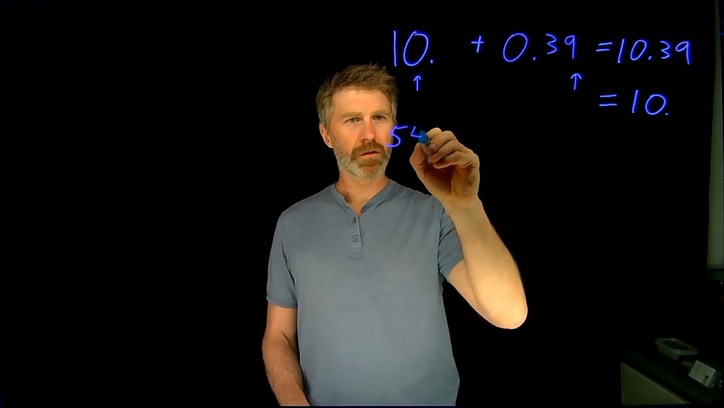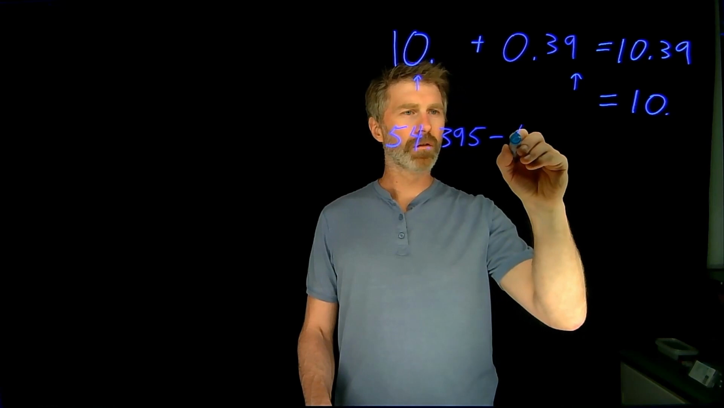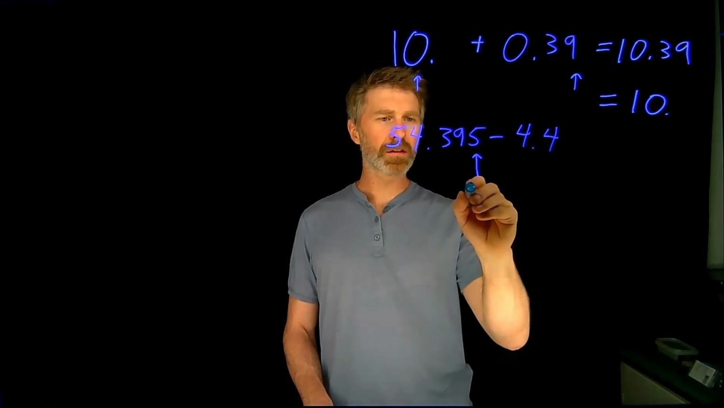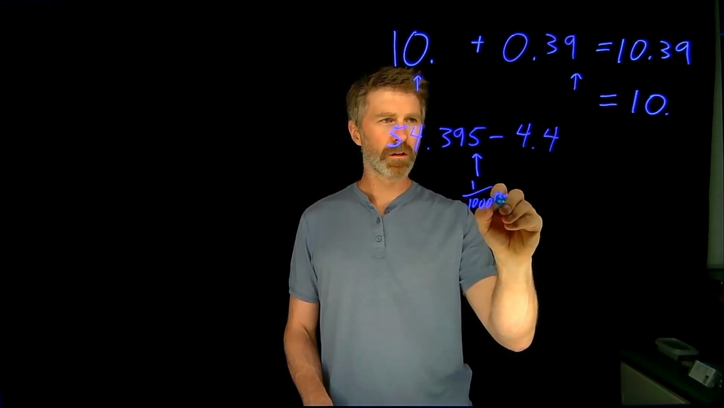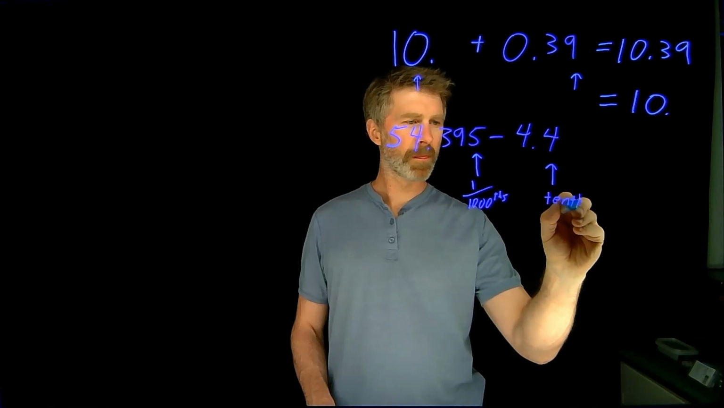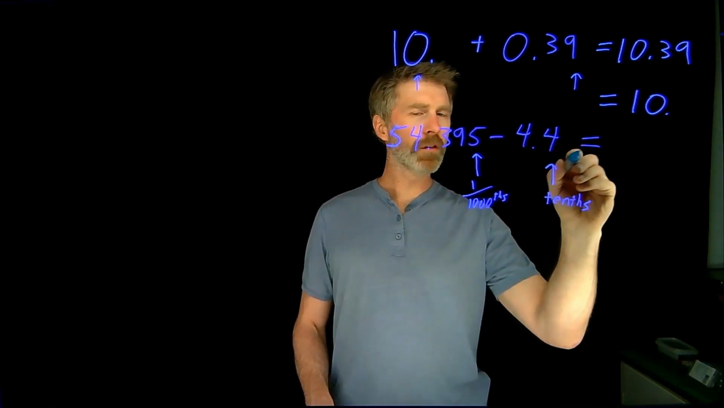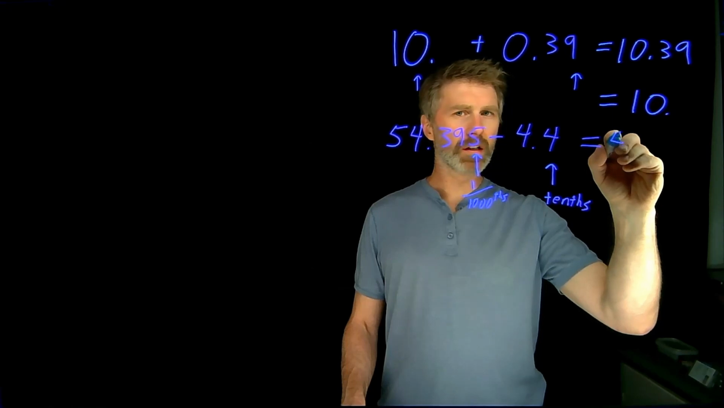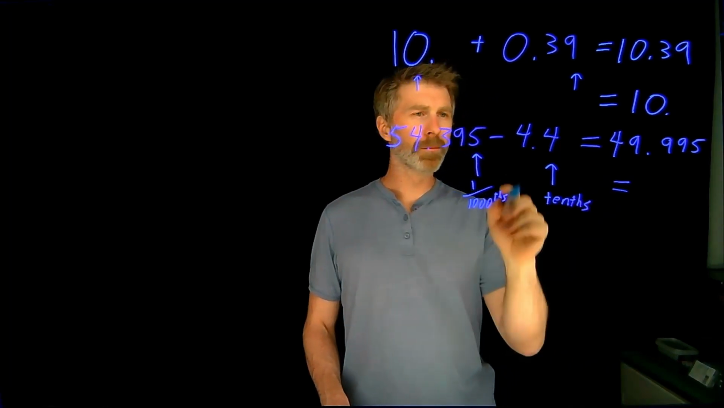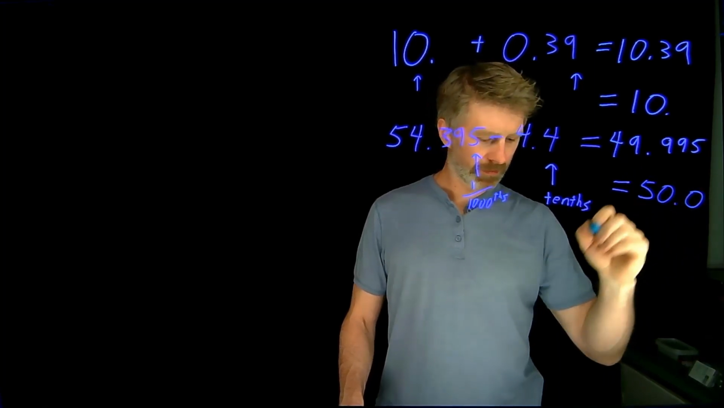Similarly with subtraction, if we have 54.395 and we subtract the value 4.4, this number has a resolution to the thousandths, whereas this has a resolution to the tenths. So this value here defines what our resolution for the output is going to be. If we plug this into the calculator, we get the value 49.995. But since we can only go to the resolution of tenths, this is going to be equal to 50.0.